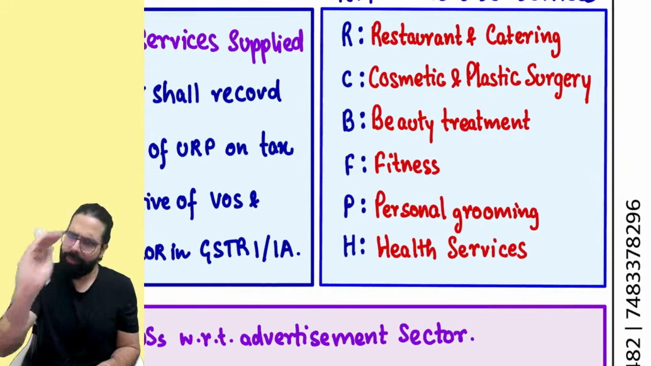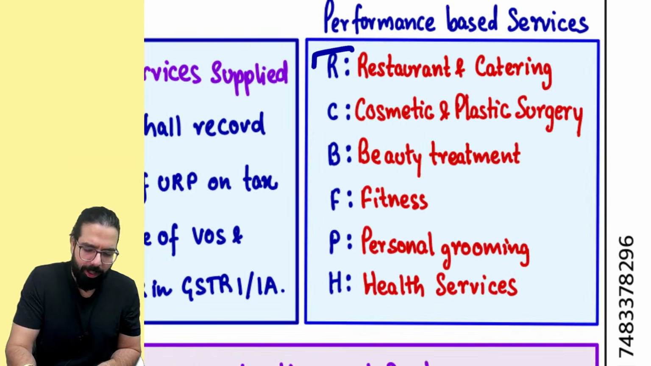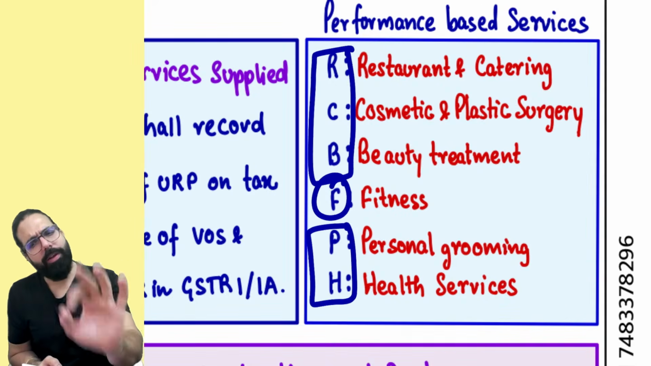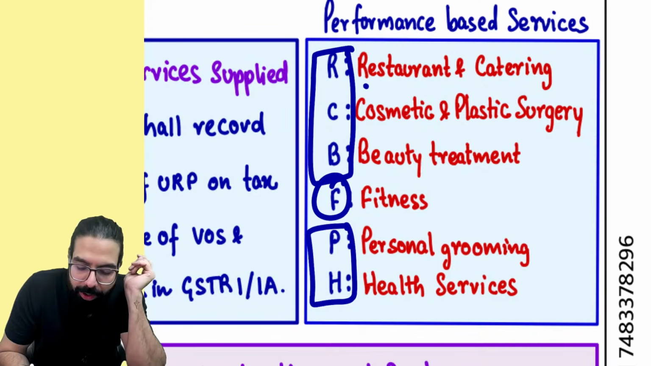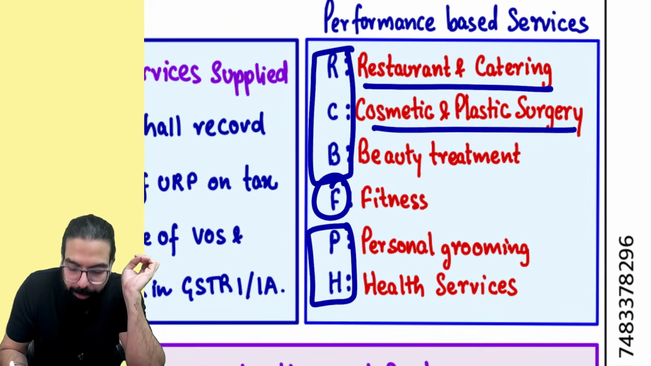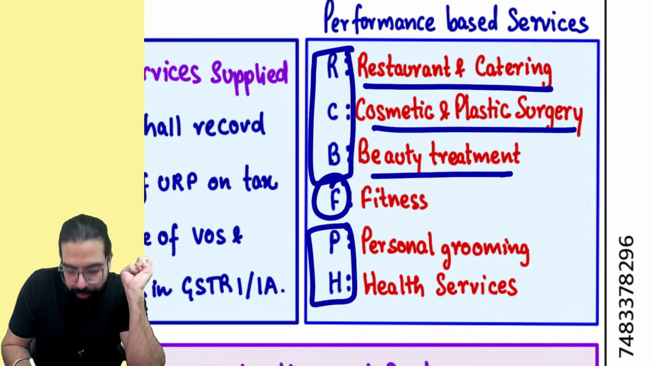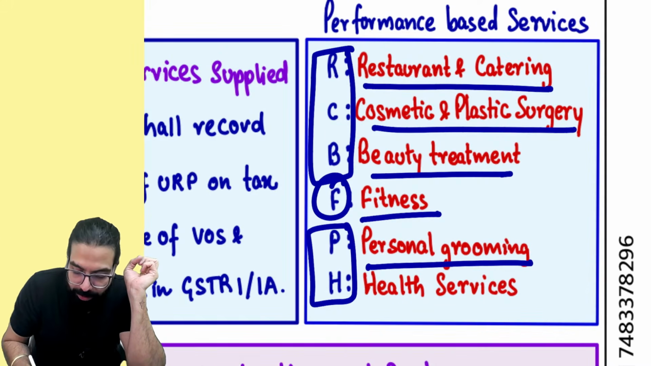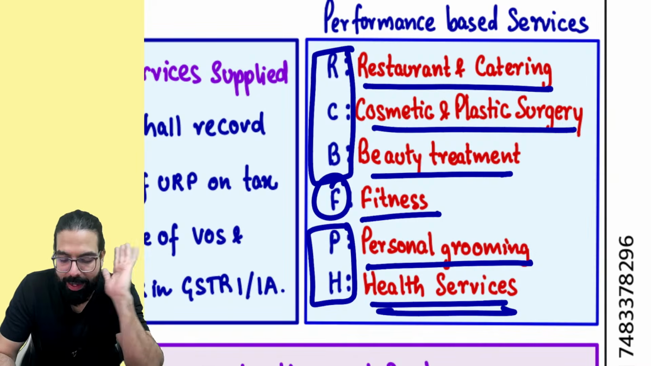I have written it here only for classroom purpose: RCB failed pathetically. Only for classroom purpose, okay? I love RCB otherwise. R for restaurant services, cosmetic and plastic surgery, beauty treatment, fitness services, personal grooming, denting, painting, or health services. I'll give you one example.